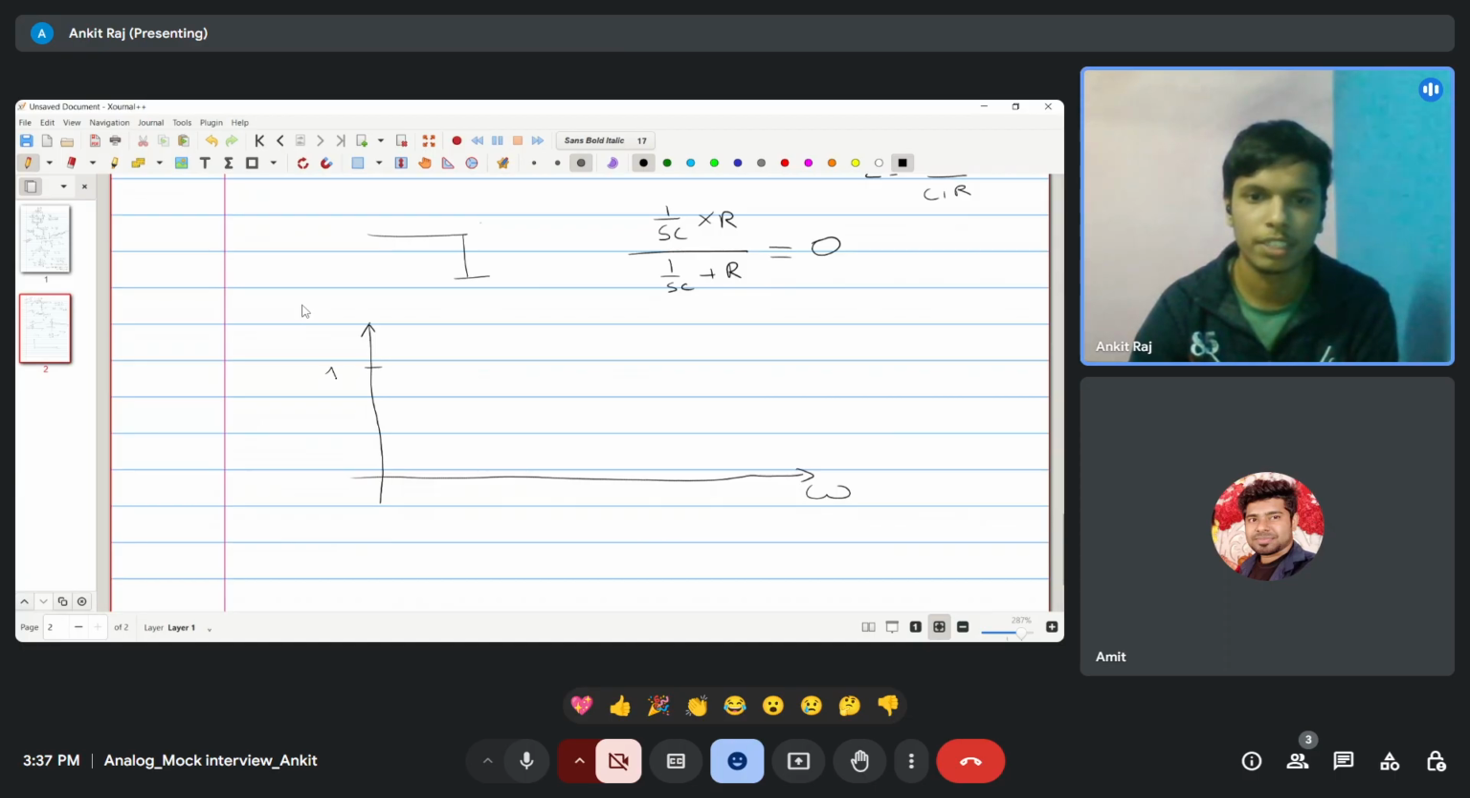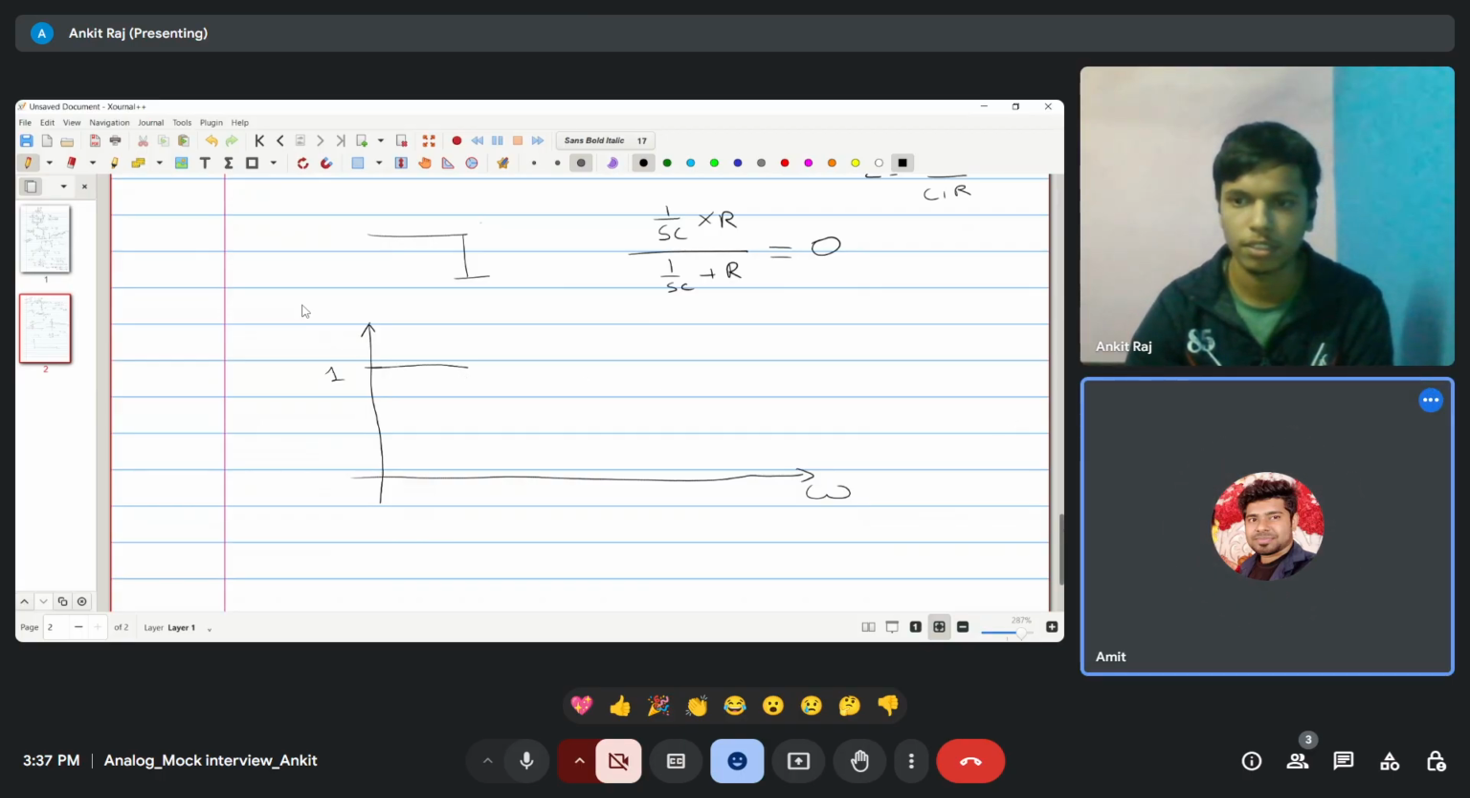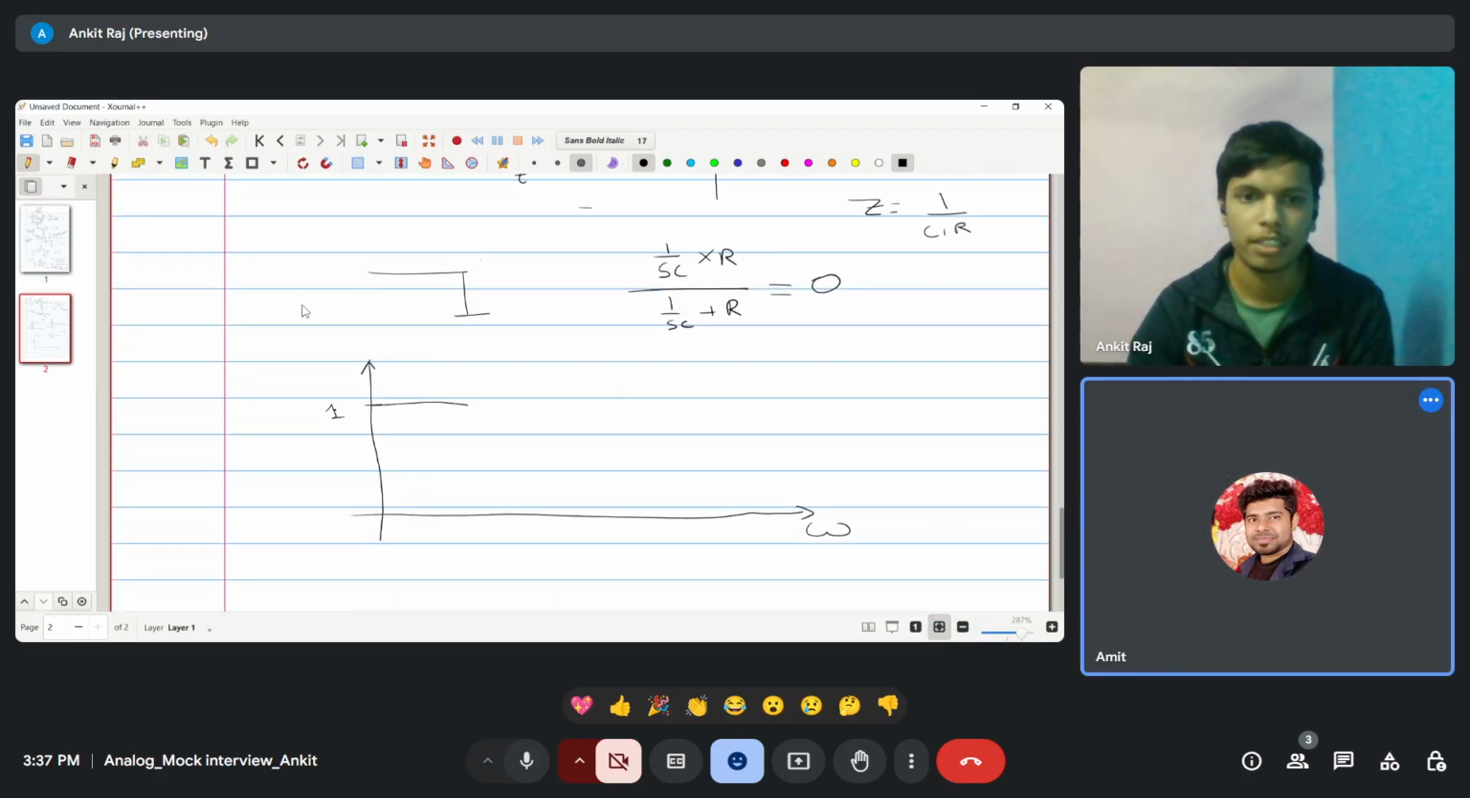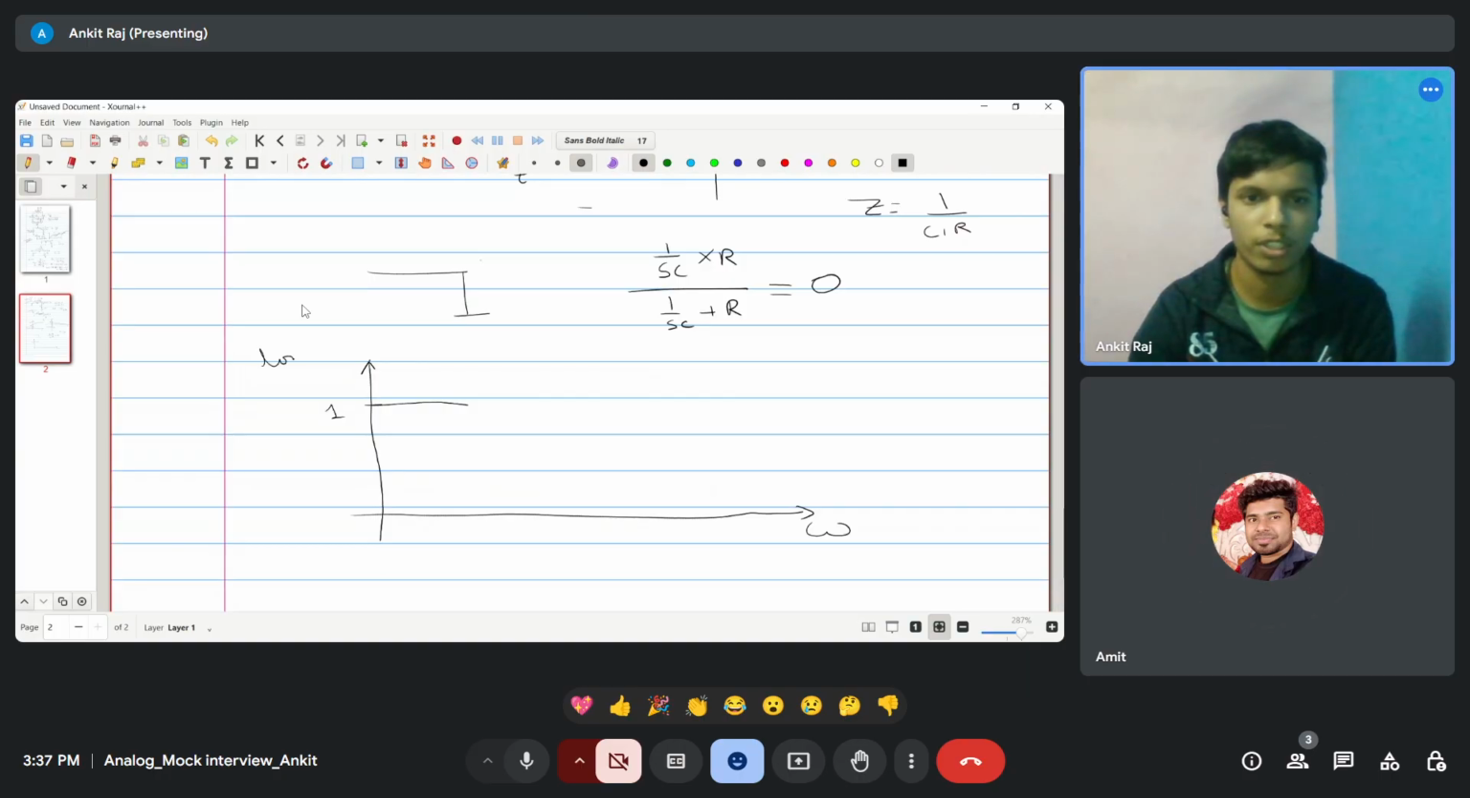So it will start from 1. What does the Bode plot mean? It is dB versus frequency, right? So this will be 20 log of the transfer function, V out by V in.